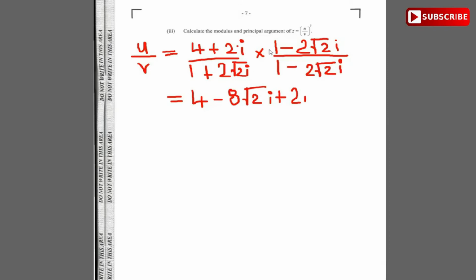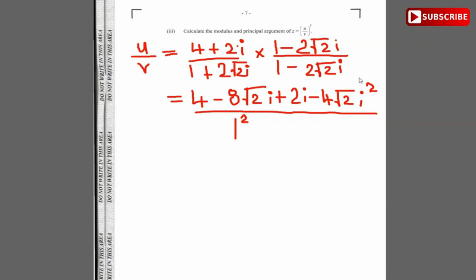And then we're going to have 2i times minus 2 root 2i. But 2 times 2 is 4, that's going to be minus 4 root 2i. And then i times i is i squared, so it's minus 4 root 2 i squared. And that's divided by the difference of squares, which is 1 squared minus 2 root 2 all squared.